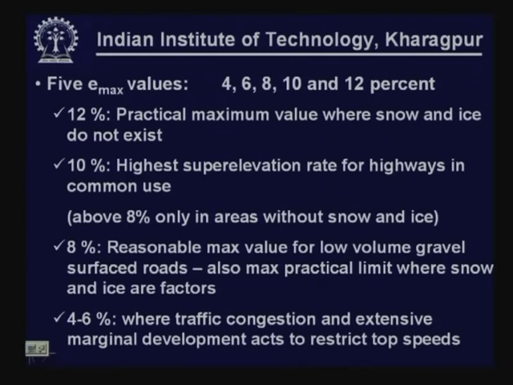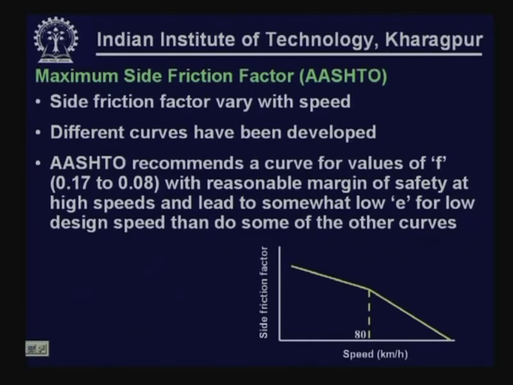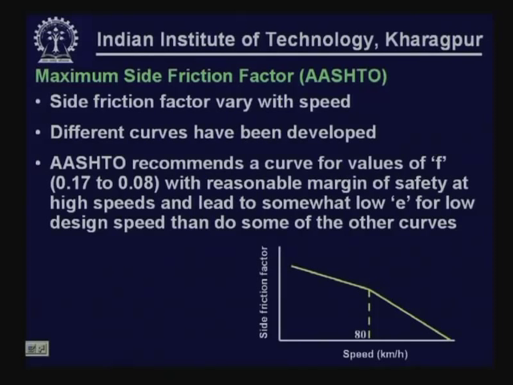Now, the side friction factor also has a limit, because every time we were talking about that F max. So, that side friction varies with speed. Different researchers and organizations have also developed different curves, but AASHTO recommends a curve which is very similar to the curve shown here by the yellow line.